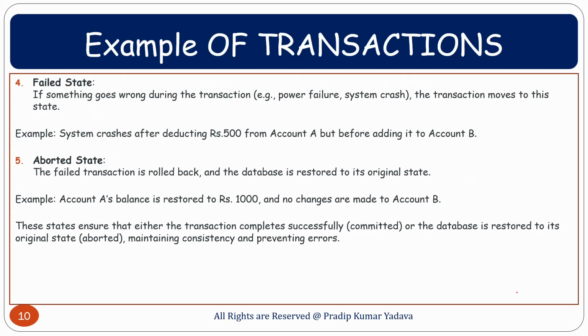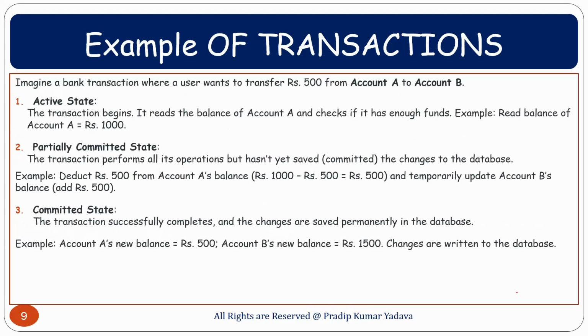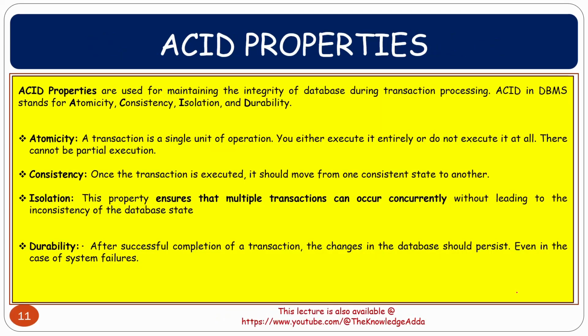Now, suppose if something goes wrong during the transaction, that can be power failure, system crash, the transaction moves to the failed state. So system crashing after deducting 500 from account A, but before adding to account B. Aborted state means the failed transaction is rolled back and the database is restored to its original state. So now example account A balance is restored to 1000 and no changes made to the account B. So by this simple transaction, you can understand how every stage of transaction works.